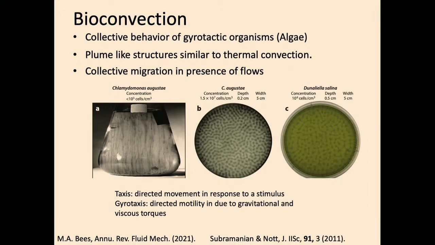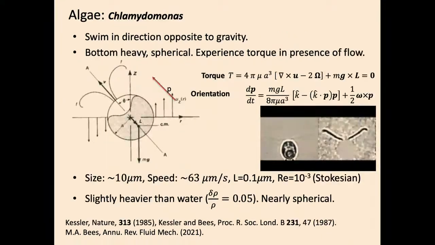So let's first try to understand the organism itself, which is making these kinds of patterns when, instead of working with just one organism, you look at a collection of organisms. Our hero of the story is this algae, which is a Chlamydomonas. What is interesting about it is that it senses gravity. So it likes to swim in the direction opposite to gravity, so it likes to swim upwards.